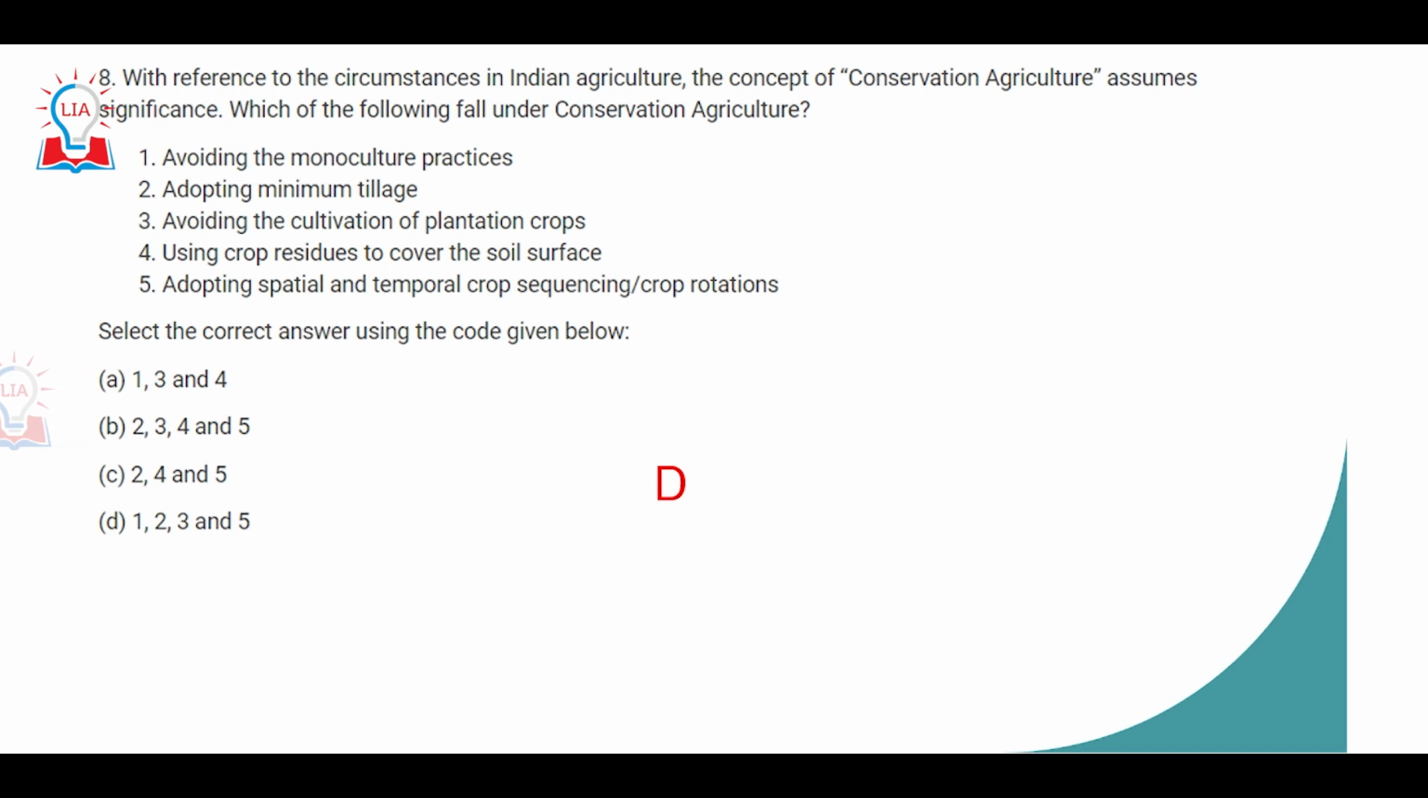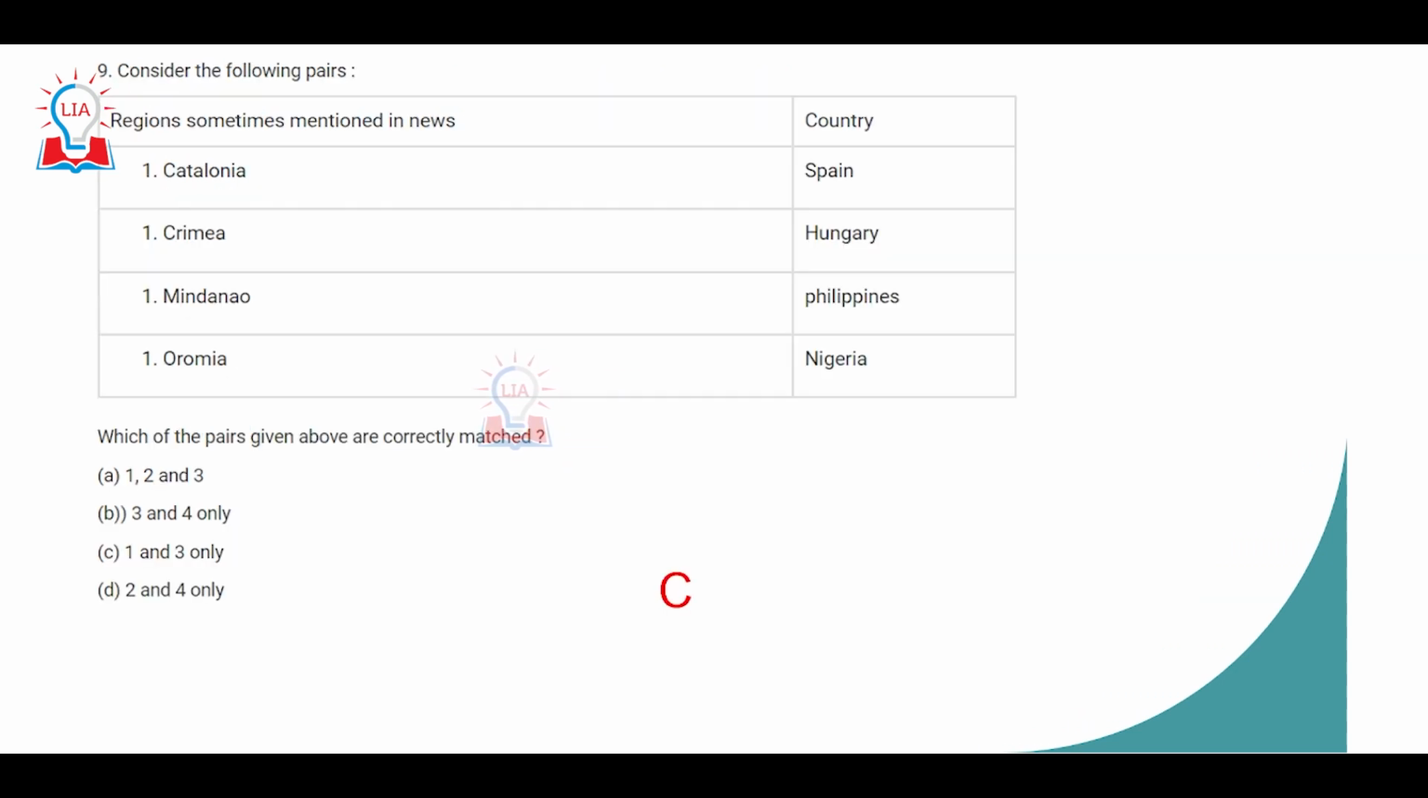The eighth question is related to agriculture, that with reference to the circumstances in Indian agriculture, the concept of conservation agriculture assumes significance. Now, which of the following fall under conservation agriculture? First, avoiding monocultural practices, adopting minimum tillage, avoiding the cultivation of plantation crops, using crop residue to cover the soil surface, adopting spatial and temporal crop sequencing or crop rotation. So here, except the fourth option, using crop residue to cover the soil surface, all 1, 2, 3 and 5 are correct here. These all come under the definition of conservation agriculture.